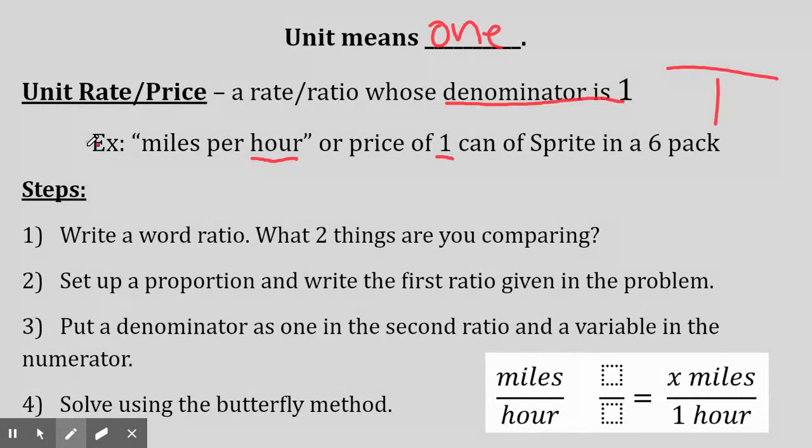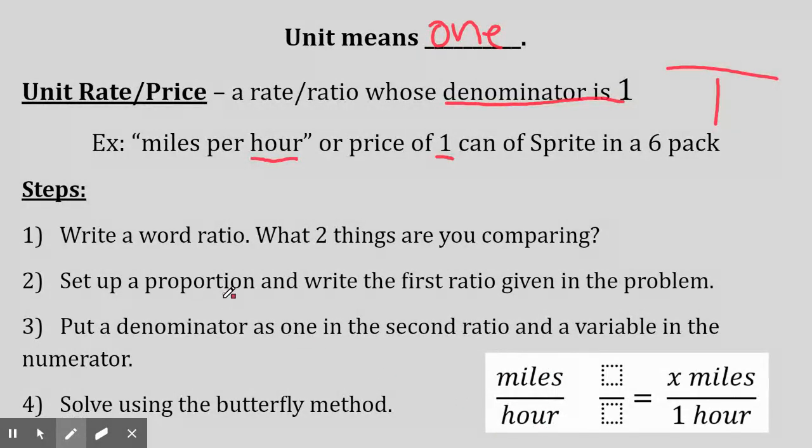So here's the good thing. In our last video, we just learned about proportions and how to set those up. Guess what? It's the same steps for unit rate and unit price. So your first step is write a word ratio. What two things are you comparing? So if I use that miles per hour example, all right, miles per hour is what I'm comparing.